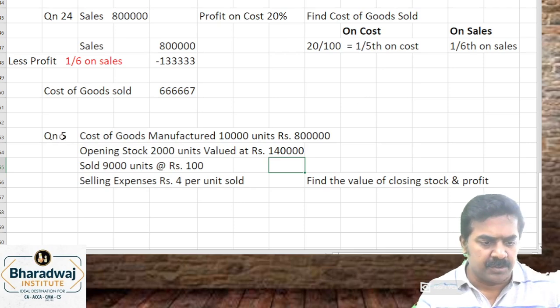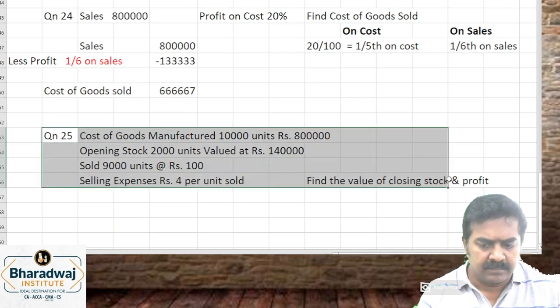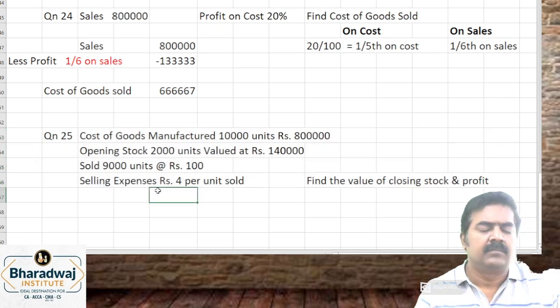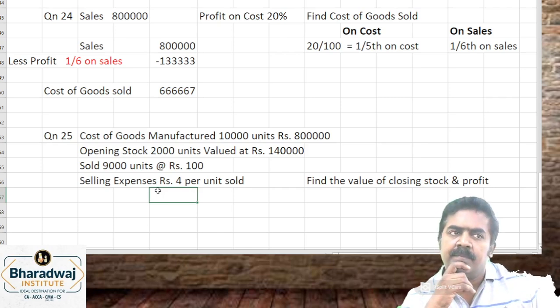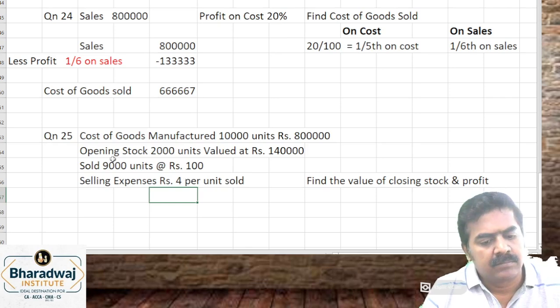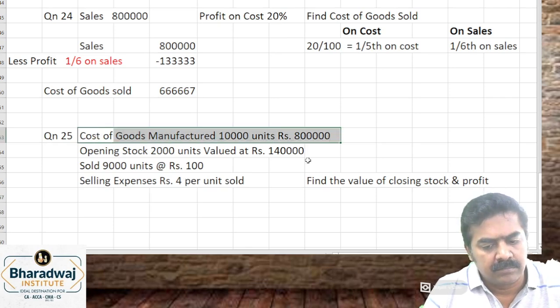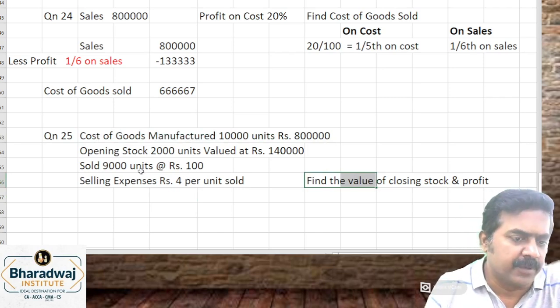Take up this question. Question number 25. Question is find the value of closing stock and profit.